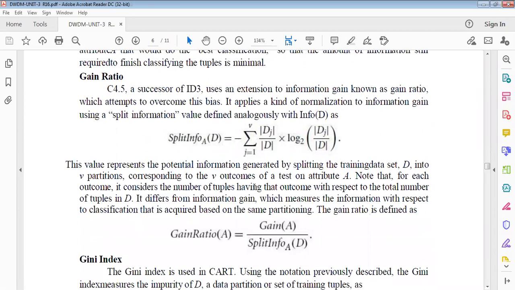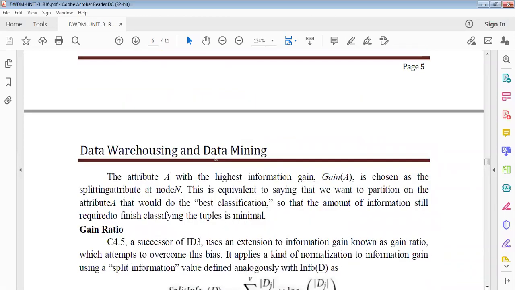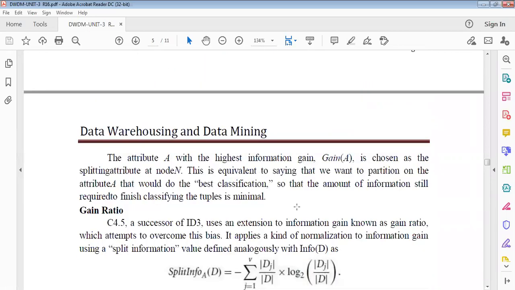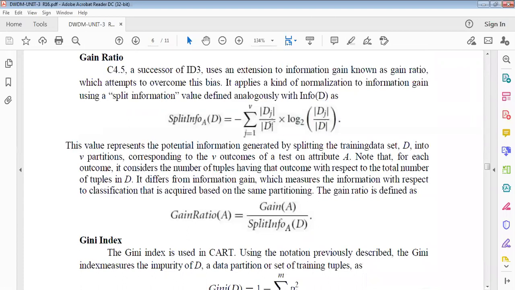So here we can get that split information value. The gain ratio we have to find out is: Gain of A, that is the original information of D minus information of A of D, divided by the splitting information of A. That is how we get the gain ratio.